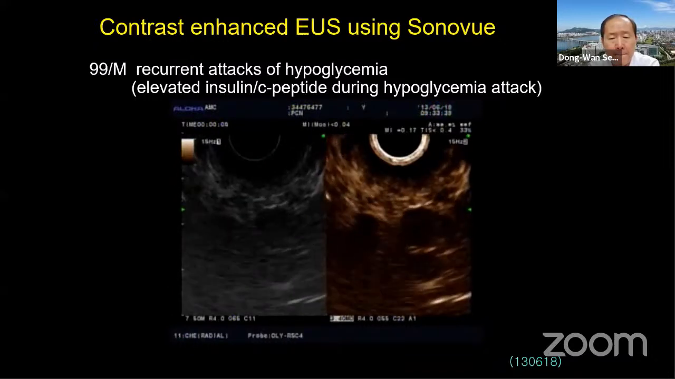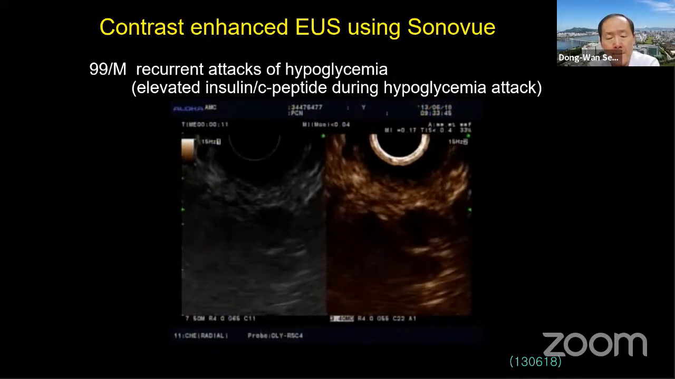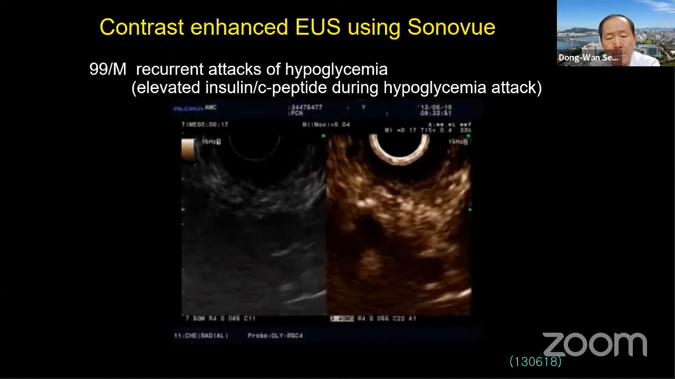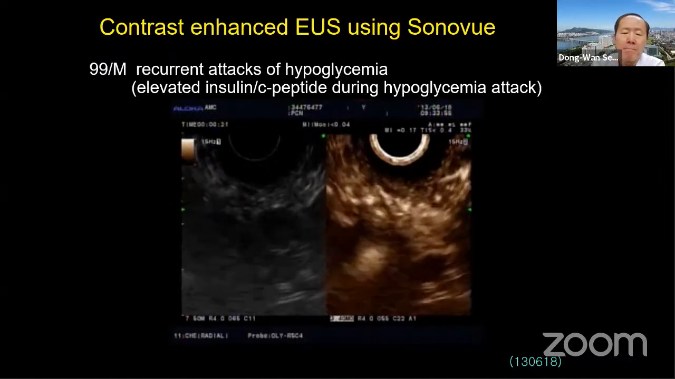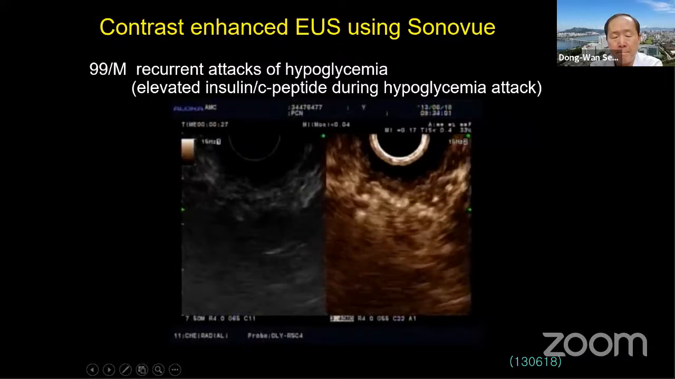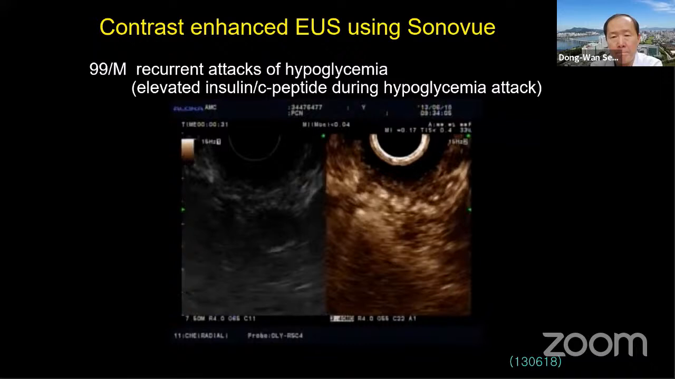I added contrast-enhanced EUS examination, and Sonovue was used for this contrast-enhanced EUS. 15 seconds after contrast injection, we can see very strong arterial enhancement on the right side. This is a typical finding of neuroendocrine tumor, including insulinoma. So based on the typical clinical history and biochemical data, and also the EUS finding and contrast-enhanced EUS finding, I thought this lesion was the culprit lesion causing recurrent attacks of hypoglycemia.